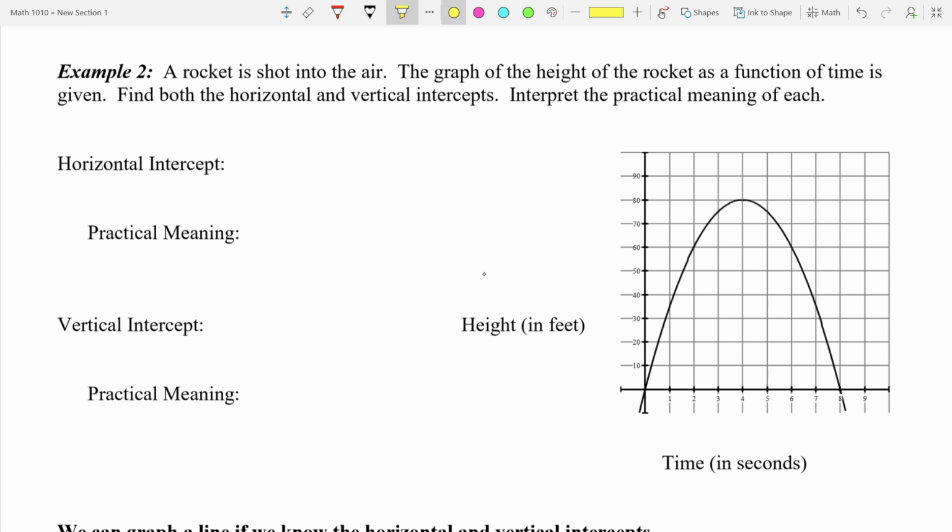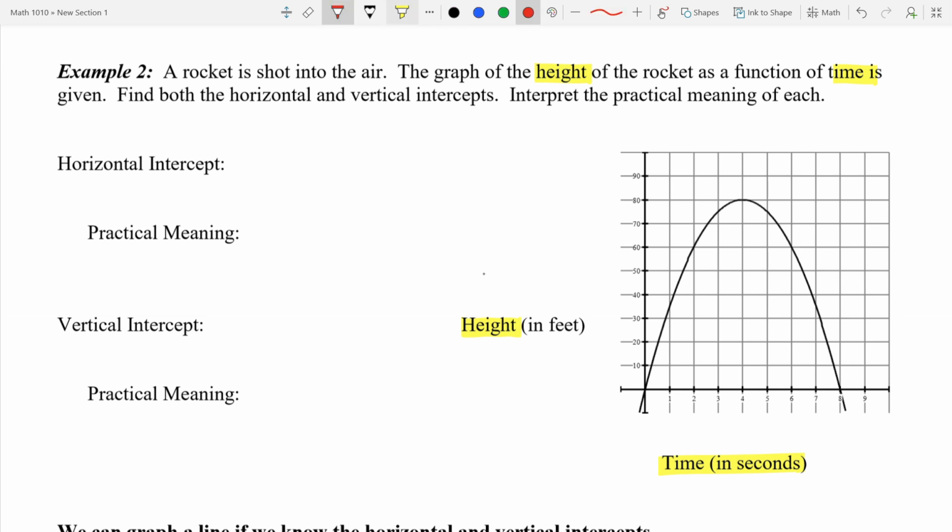Everybody look. Remember, the first thing is your output. Output goes on the y-axis, and then time is the input, and that goes on the x-axis. Find both the horizontal and the vertical intercepts and interpret the practical meaning of each.